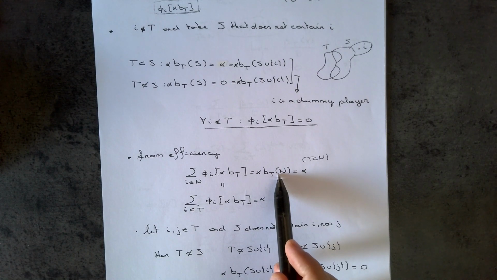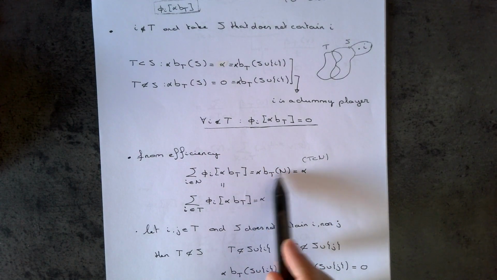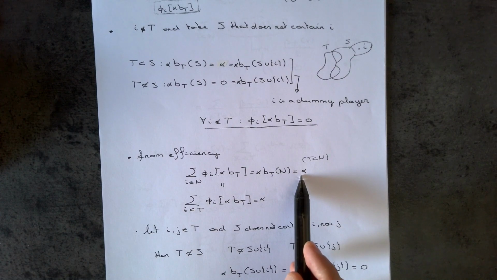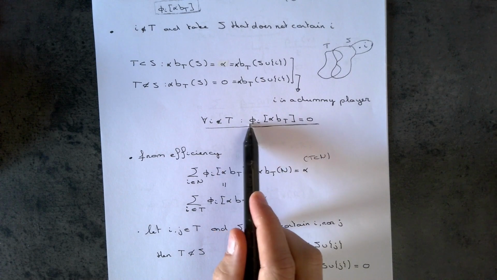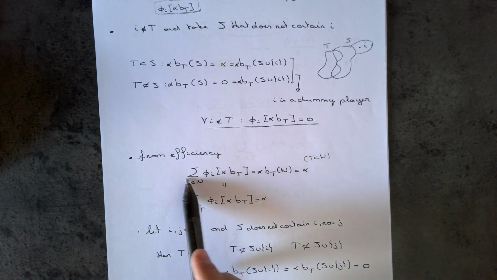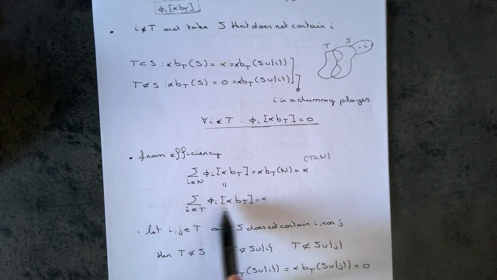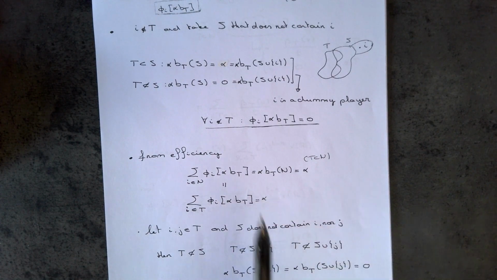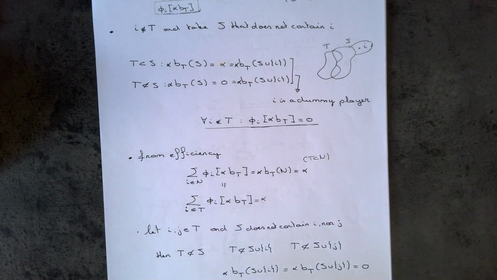That's by efficiency. In this case, T is a subset of N, so this evaluates to 1. So here this evaluates to alpha. But for everybody not in T, phi I is equal to 0. So here, this sum over all I in N is the same as the sum over all I in T. So what we see here is that the sum over all I in T of phi I of alpha B_T should be equal to alpha. Okay, so now the question is, what are the values of this phi I?